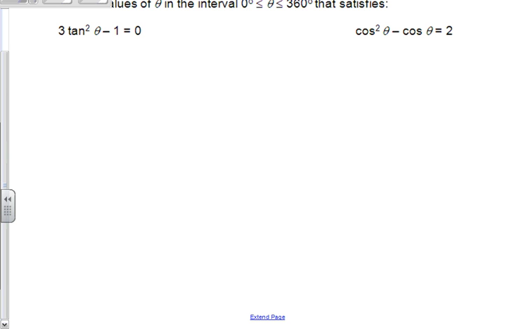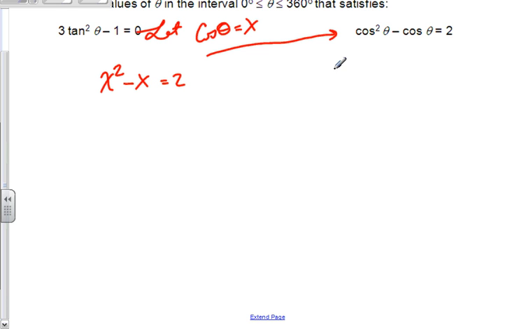The one on the right here, we're going to do cosine squared theta minus cosine of theta equals 2. The way I'm going to think of this problem is, again, it's a second power, so it's a quadratic, but it's a trigonometric quadratic. If I change cosine theta to x, I get x squared minus x equals 2. All I did was say I'm letting cosine theta equal x. I'm just subbing it out.